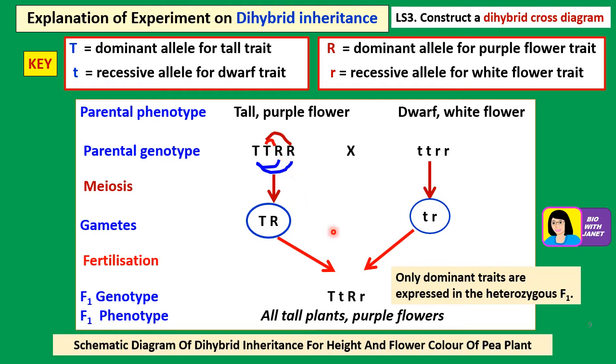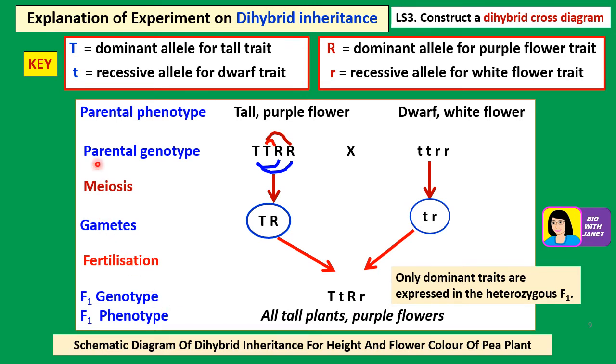This first parent. So only dominant traits are expressed in the heterozygous F1 plant. Why? Because the dominant allele will suppress the effect of the recessive allele, and then the dominant allele will express its trait. So all the dominant traits will be expressed in this plant. That is, the plant will be tall because of the dominant allele for tall stem trait, big T, and the plant will have purple flowers because of the dominant allele, big R, for purple flower trait. Right, so this is the first part of the experiment.